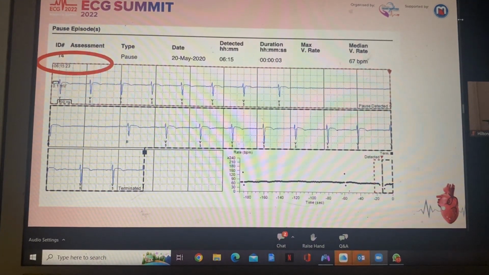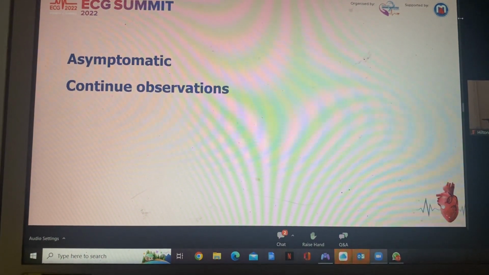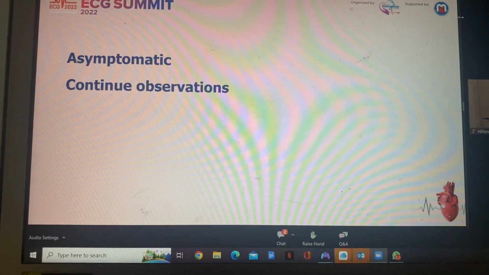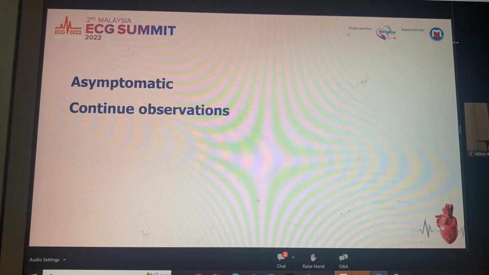So what next for this patient? Definitely we can just continue the observation first, because in an asymptomatic patient with sinus pause we can observe, and then see them back in the clinic.